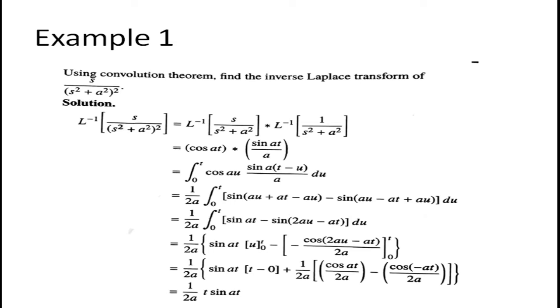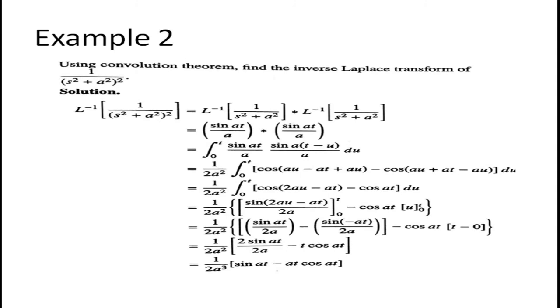Here the function is of the form cos a sin b. So we write it as sin a plus b minus sin a minus b. So we get 1 by 2a integral 0 to t sin at minus sin 2au minus at into du. Then integrating term by term and applying the limits, we get the answer as 1 by 2a t sin at.